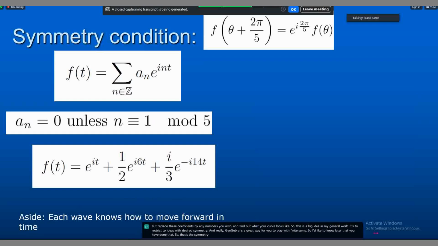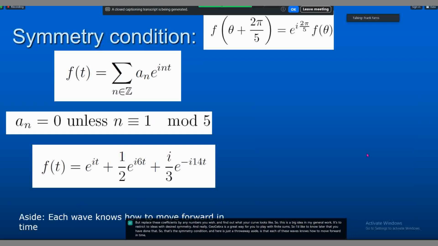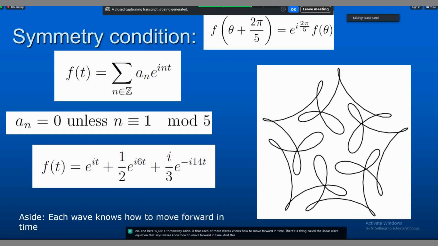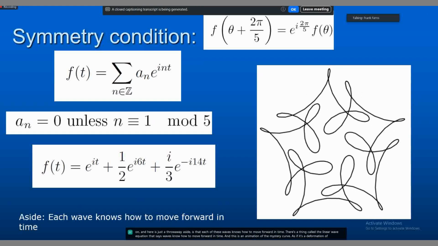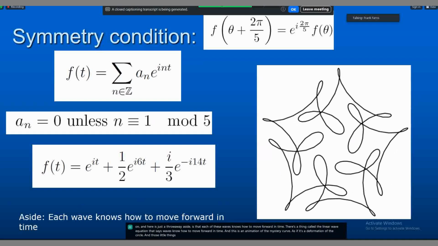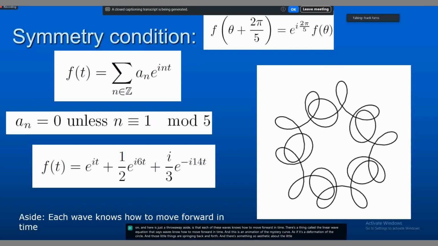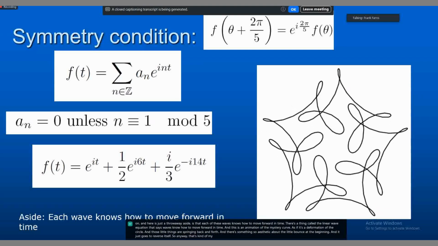And here is just a throwaway aside: each of these waves knows how to move forward in time. There's a thing called the linear wave equation that says waves know how to move forward in time. This is an animation of the mystery curve, as if it's a deformation of the circle, and those little things are springing back and forth. There's something so aesthetic about the little bounce at the beginning, and then it just goes to reverse itself. Anyway, that's kind of my idea of a good time, that animation.